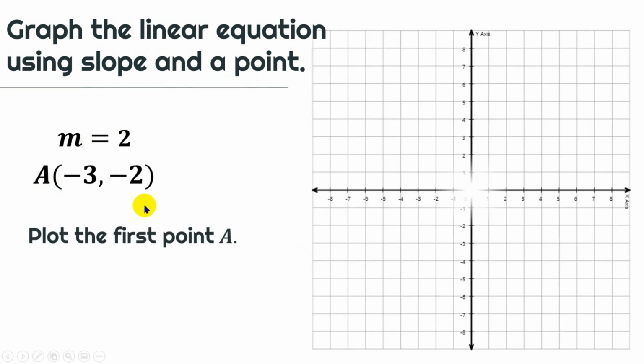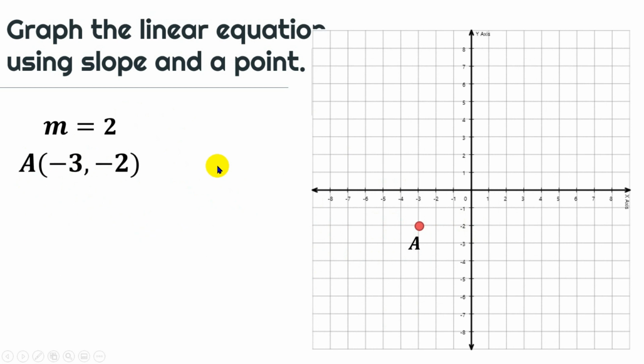So, first, we have to plot the given point, that is (-3, -2). We can find it in quadrant 3. Negative 3 and negative 2, that is where we plot our point A. And then, to plot the second point, since we have no given second point, we will use the slope. Do you still remember our ratio about slope? That is the vertical change over the horizontal change.